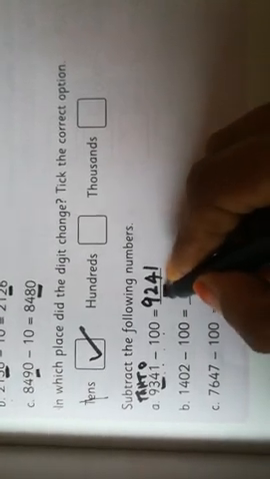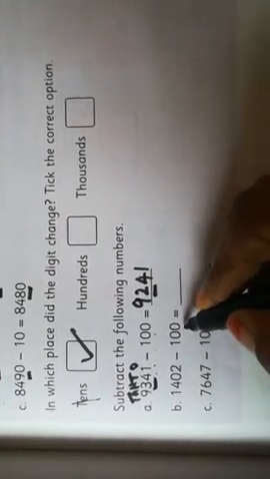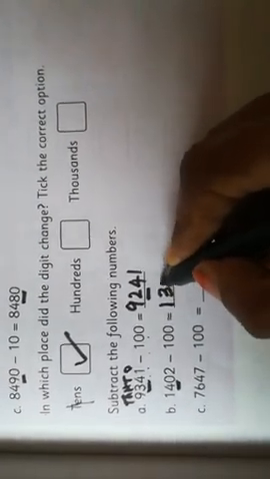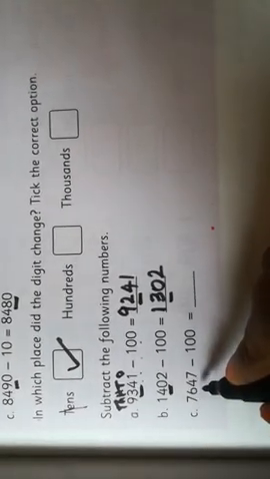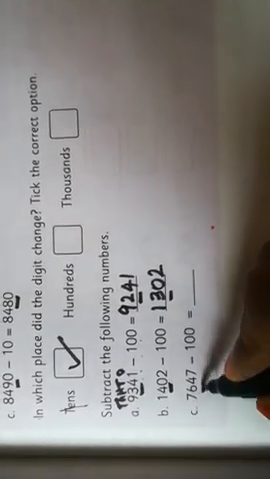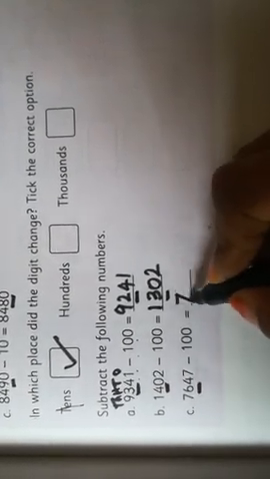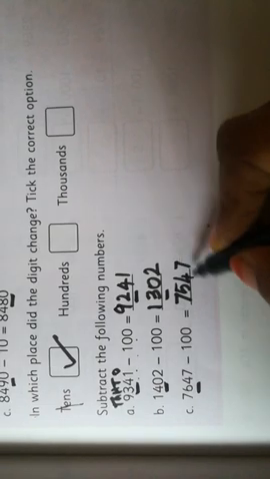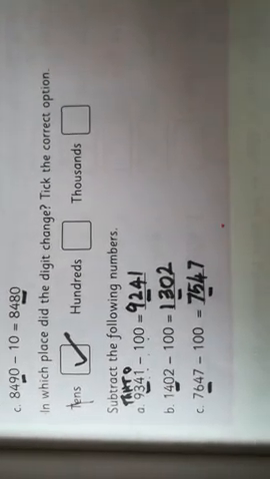9241. The difference is in the hundreds position. 1402 minus 100. We subtract 4 minus 1, we get 3. 1302. Difference in the hundreds position. 7647 minus 100. There is a difference in the hundreds position. So 6 minus 1, 5. 7547. Like that you have to subtract the numbers.